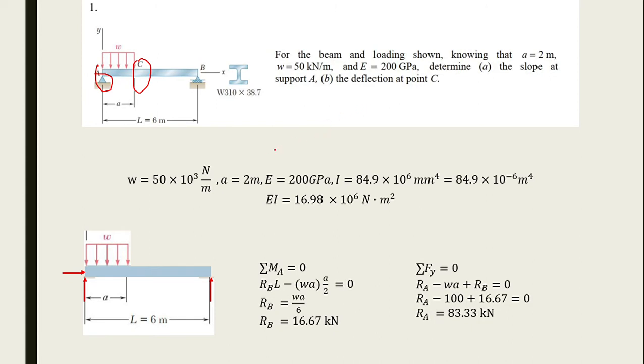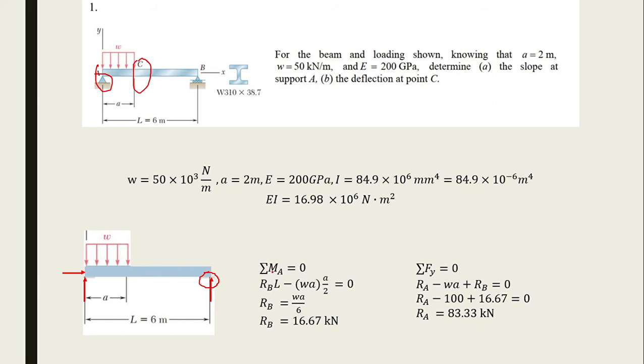The first thing that we can do is determine the free body diagram. Support A has two reaction forces in the X and Y directions because it is a pin support, and support B only has one reaction in the Y direction because it's a roller support. After determining the FBD, what we can do is determine the reaction forces.